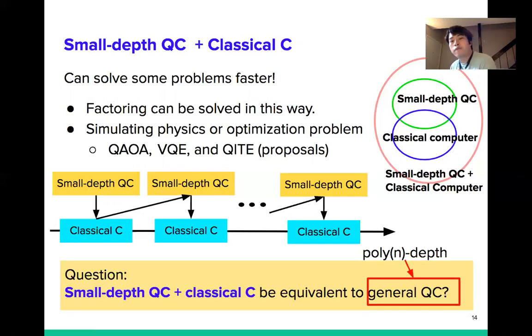Now, one very interesting question is: is it possible that this hybrid approach, small depth quantum computer plus classical computer, can be equivalent to a general quantum computer? If this is true, it may imply that we can have a very powerful quantum computer in the near future.